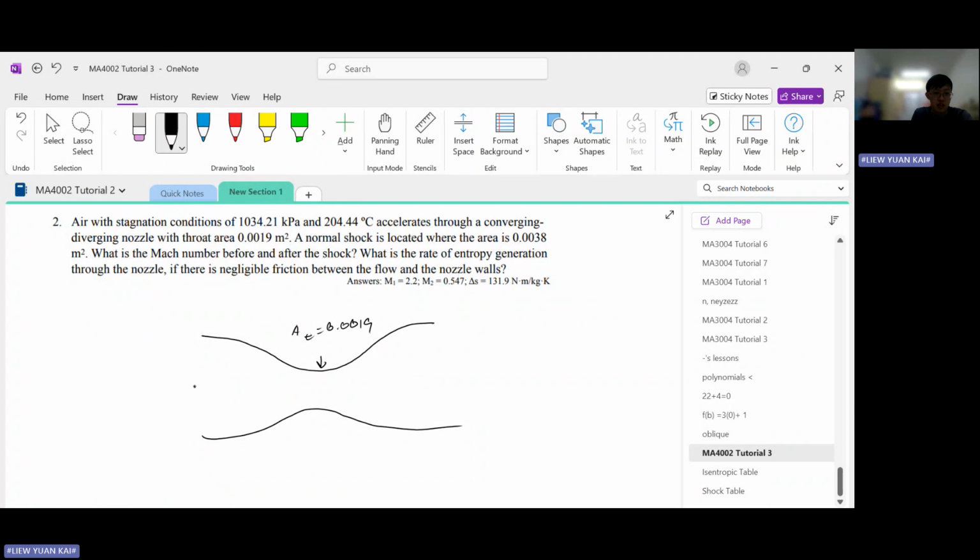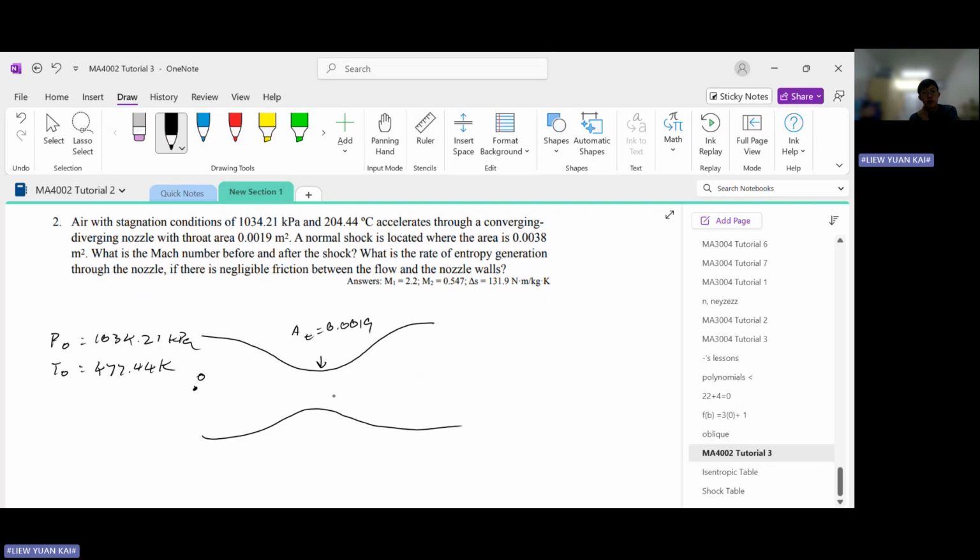Okay, so here is the stagnation condition. So I'll label this as 0. We have a P naught of 1034.21 kPa. And T naught, changed to kelvins, you shall get 477.44 kelvins. Then what else?